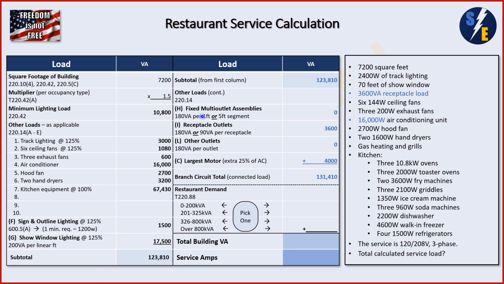Okay, so fixed multi-outlet assemblies, we don't have any of that listed. Receptacle outlets, we have 3600 VA, so we're going to put that here. Other outlets, we don't have anything. So now it's on to our largest motor. Our largest motor in this building is going to be the air conditioner at 16,000. So we're going to take 25% of that and add it here, 4,000. Once we do that, we're just going to add up these bold numbers again. And we're going to come up with a branch circuit total connected load of 131,410 VA.